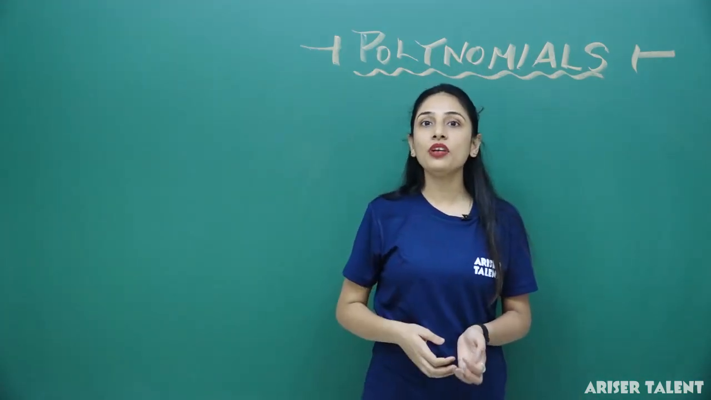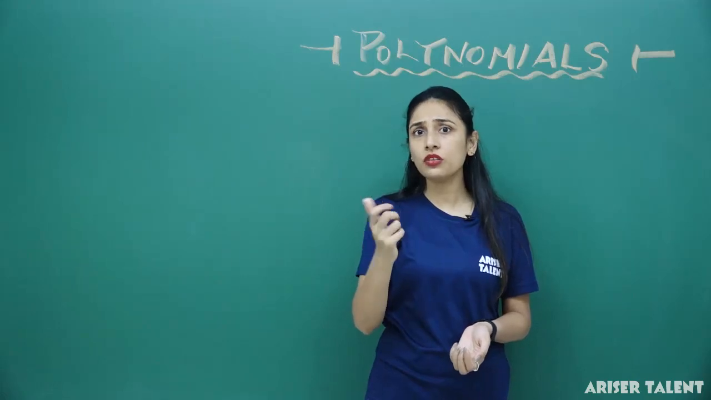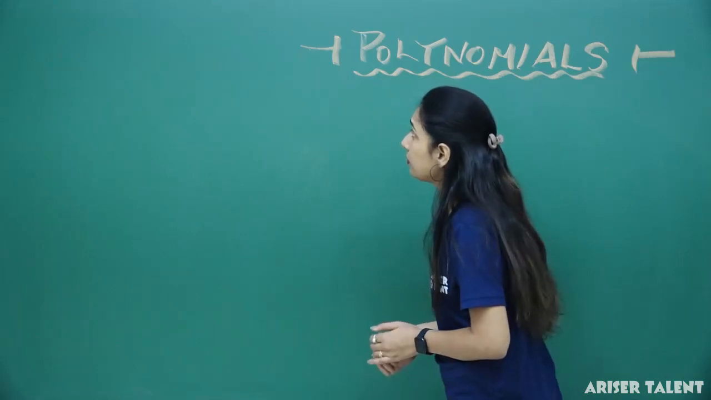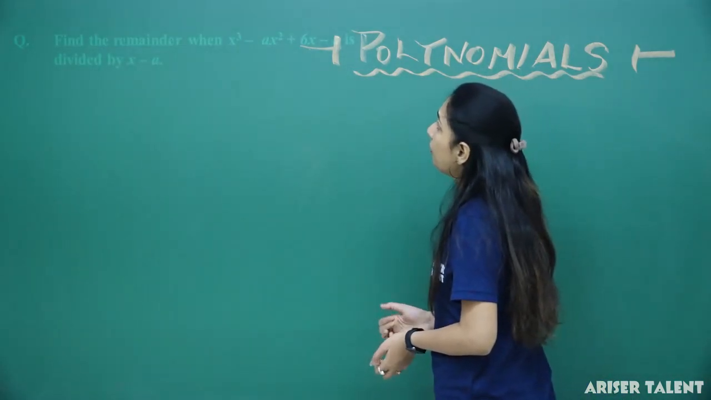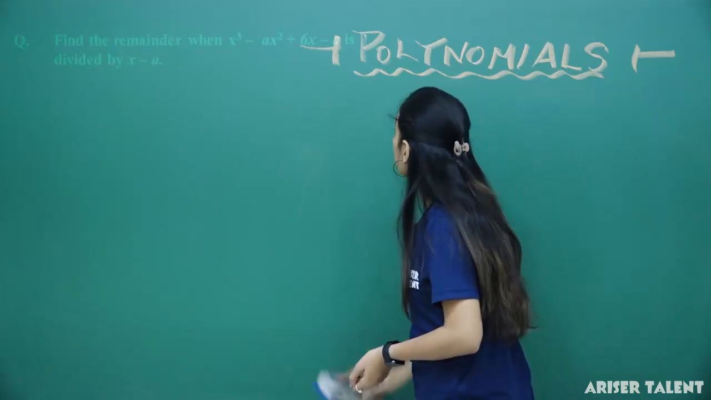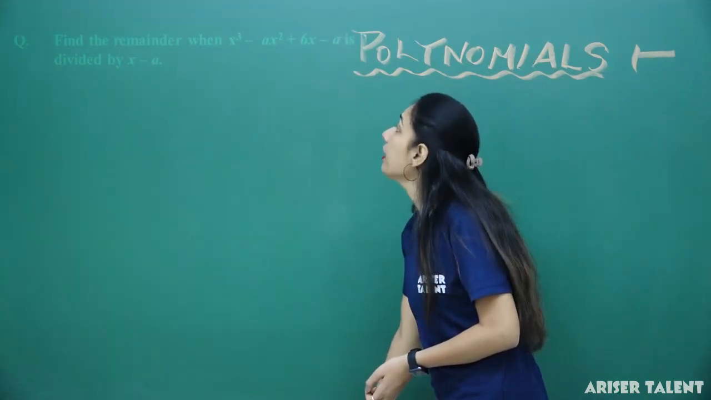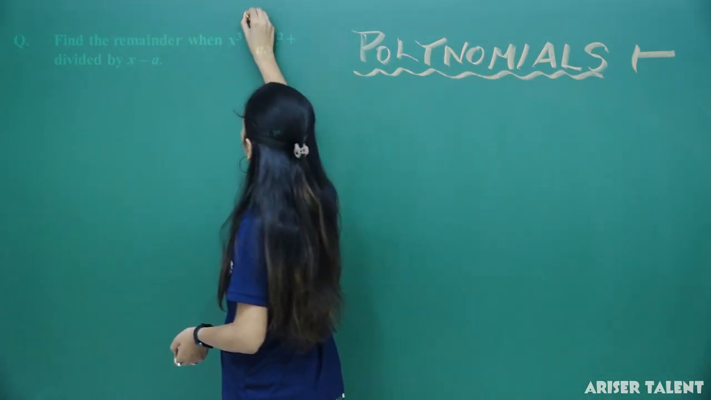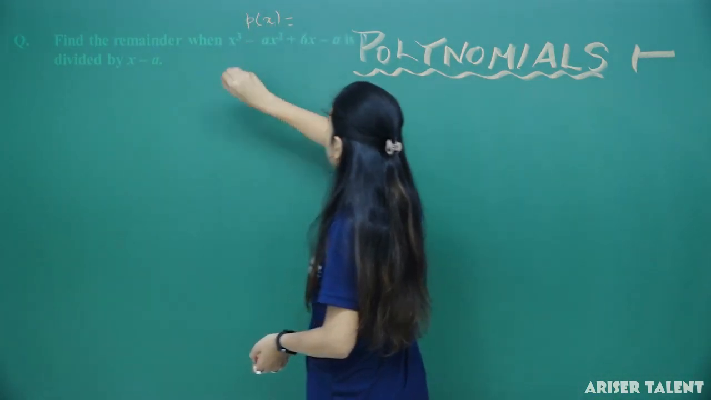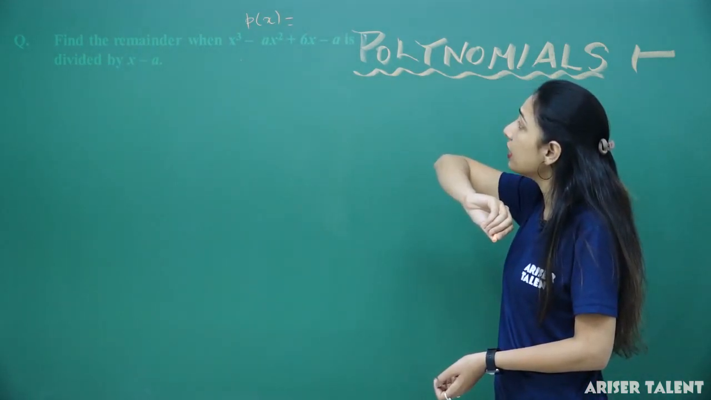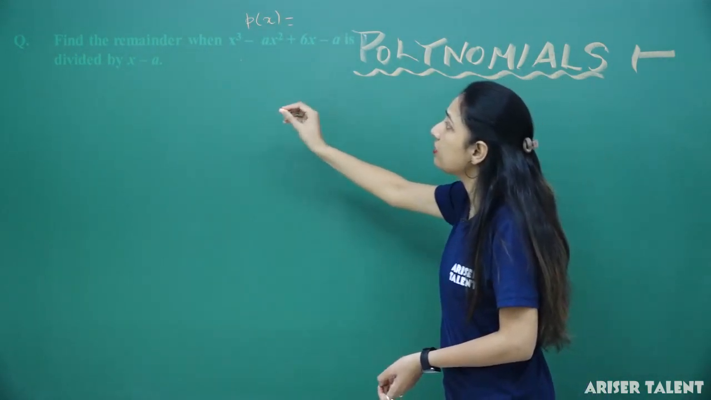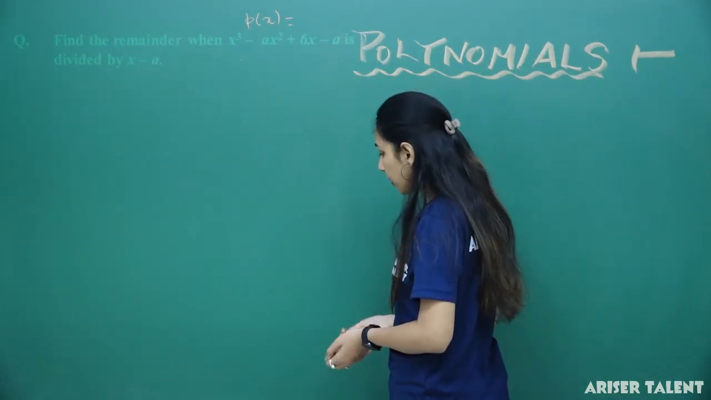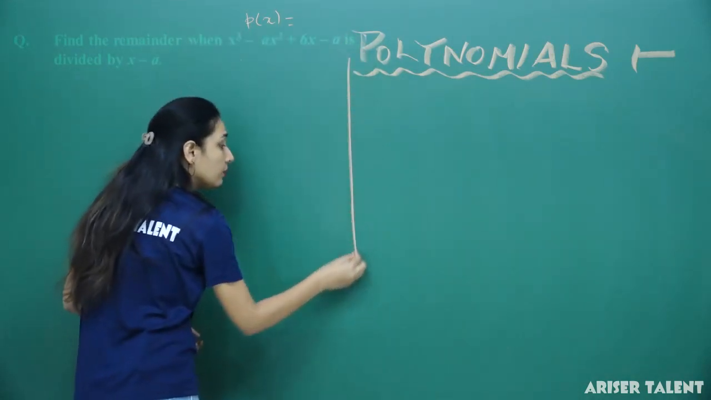After that, we were doing some questions on the division theorem. Here is another question on the division theorem: find the remainder when p(x) = x cube minus a x square plus 6x minus a is divided by x minus a. So, this is the question, and we have to solve it.